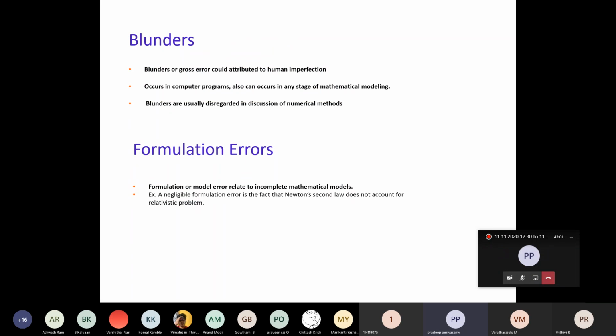So blunders are also known as gross errors. They could be attributed to human imperfection, like while calculating we may miss something. They occur in computer programs, and can also occur at any stage of mathematical modeling. Blunders are usually disregarded in discussion of numerical methods. So next, formulation error. Formulation error, also known as model error, is related to incomplete mathematical models. Incomplete mathematical model, in the sense that it doesn't deal with other effects involved in the calculation. An example is given: a negligible formulation error is the fact that Newton's second law does not account for relativistic effects. Next slide, please.